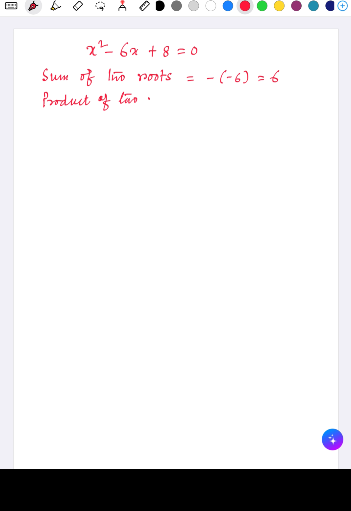Let's start with an example. x square minus 6x plus 8 equal to 0. To solve this equation by this method, which is known as the force and law method, we first find out the sum of two roots. Here, the sum of two roots is 6. Also, the product of two roots is equal to 8.